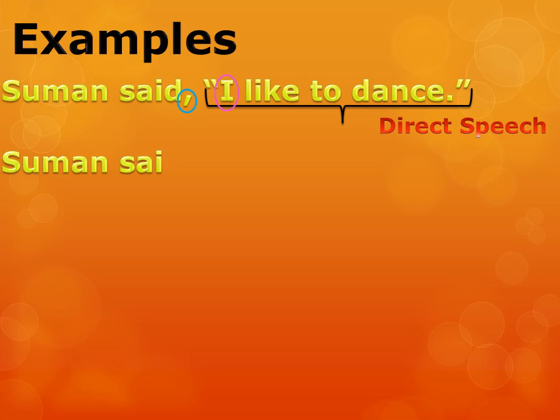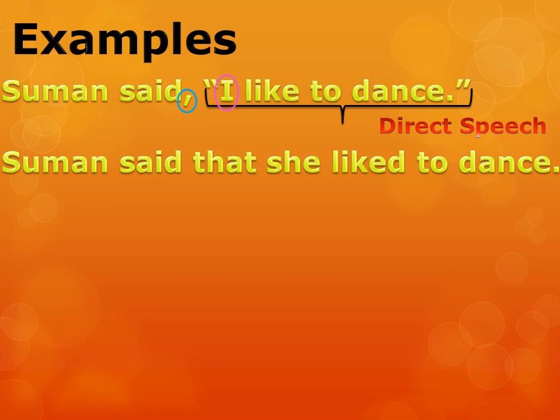Now, let's move further with the next example. Suman said that she liked to dance. In this example, we see that the comma and inverted commas are not used. There is no capitalization in the middle of the sentence, and the conjunction that has been used to join the sentence with the speech. She is a pronoun and it has undergone change.